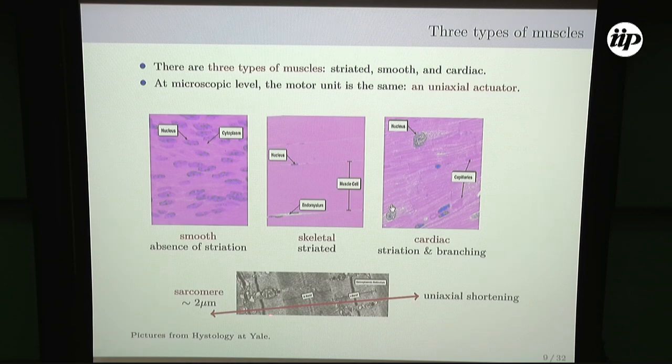And this is the sarcomere, and a sarcomere essentially is a uniaxial actuator. So the only thing a sarcomere can do is to shorten, and then it stays short forever. You have to pull it again to make it longer. And the shortening is along one direction, and the volume is preserved. So when it shortens along this direction, the cross-section changes so that the volume is constant.